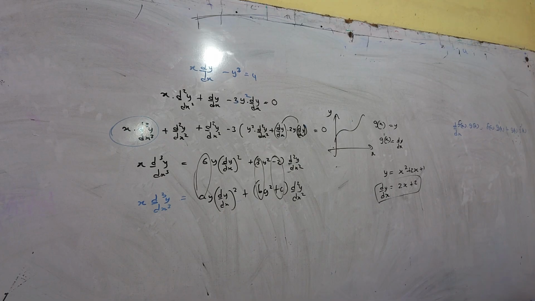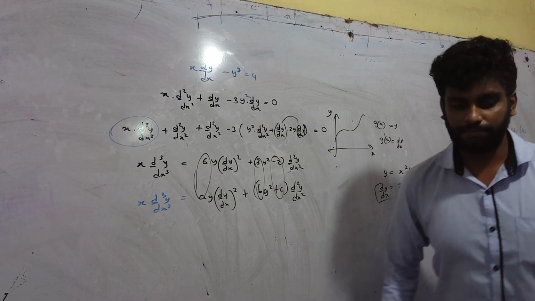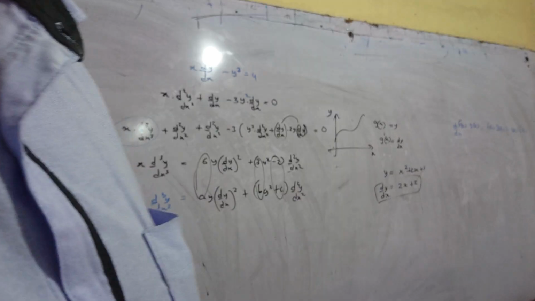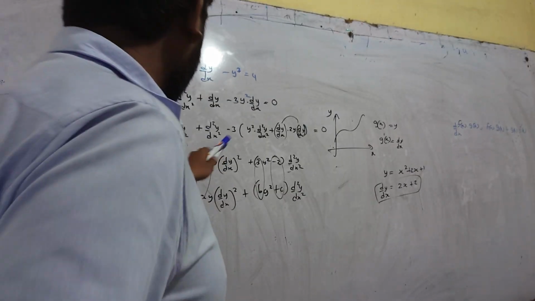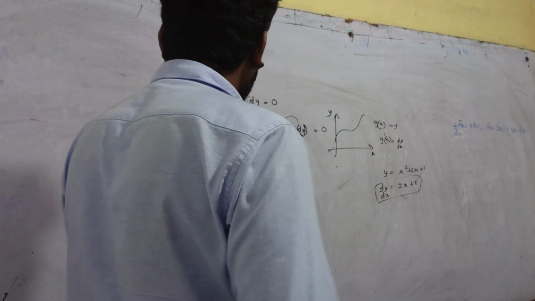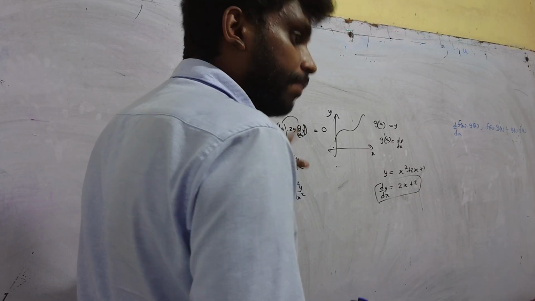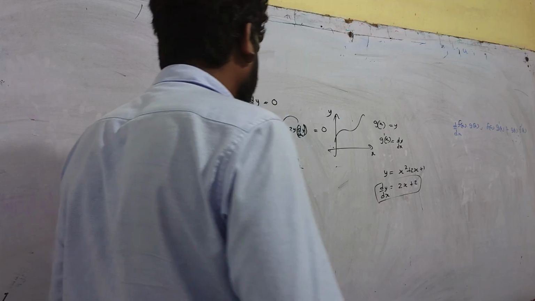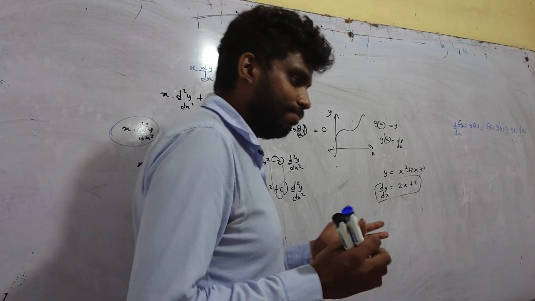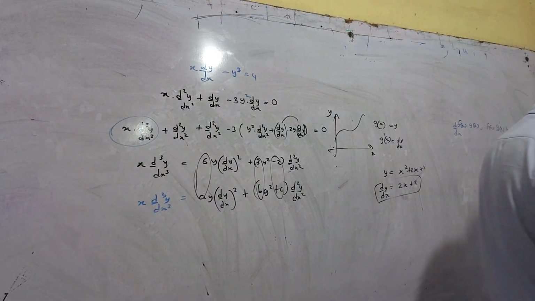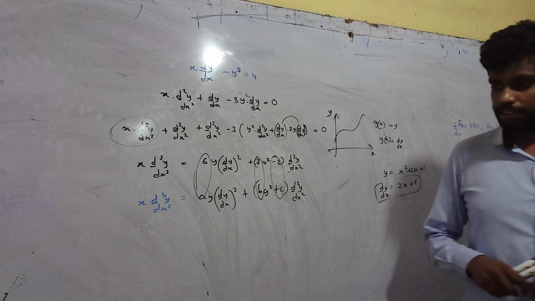You have to differentiate that concept. So dy over dx into dy over dx, that is the square of dy by dx. That's not the second derivative, right? And that doesn't become the second derivative because it doesn't make sense, right?